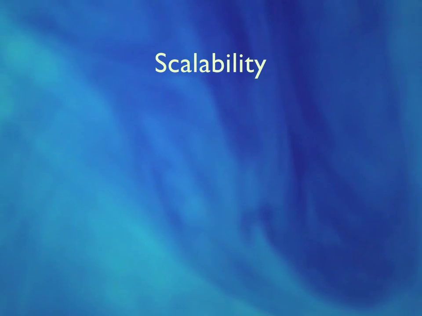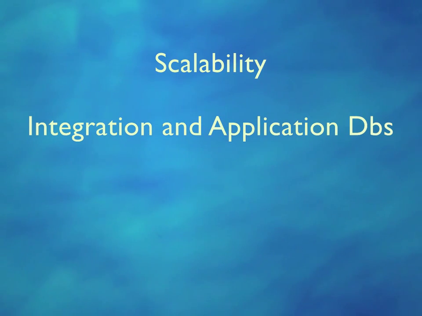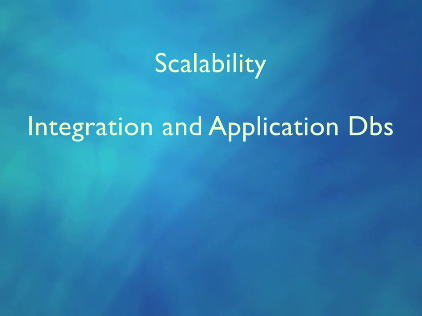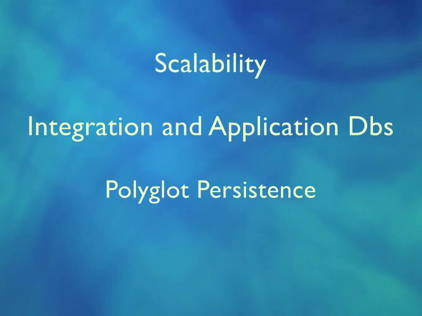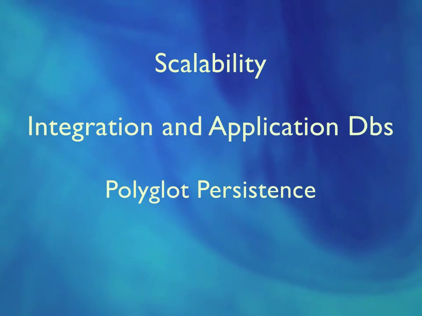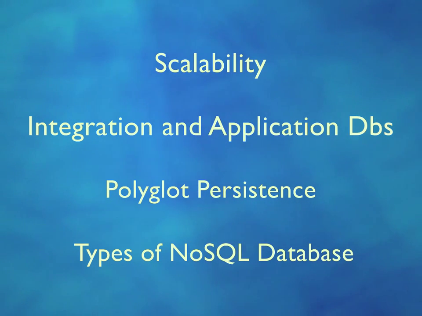We'll be looking at the difference between integration and application databases, and why relational databases might be better for integration databases, but for application databases, well, you can choose the best tool for the job. I'll introduce the term polyglot persistence. This is using multiple databases within the same application. And finally, there are lots of different types of NoSQL database available. We'll be studying 3 of them on this course, so we'll look at the major types.